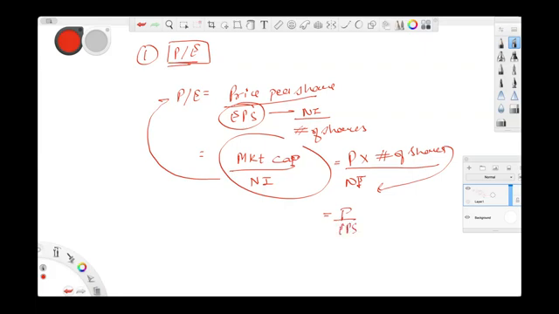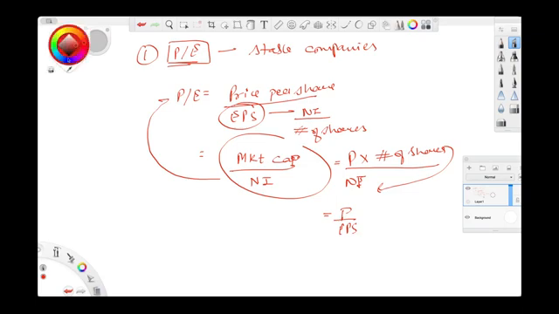Now, when to use this P by E? It is one of the most widely followed multiples, and it reflects how much investors are willing to pay per unit of earnings. It is mainly used for stable companies, so large cap companies or those in our Nifty or Sensex index, where we can easily use this P by E. All right, now let us get into the interpretation.